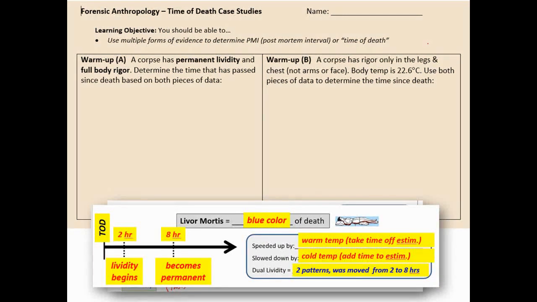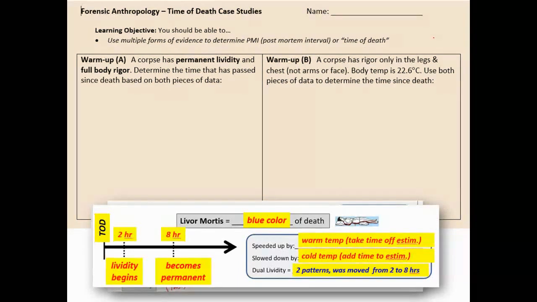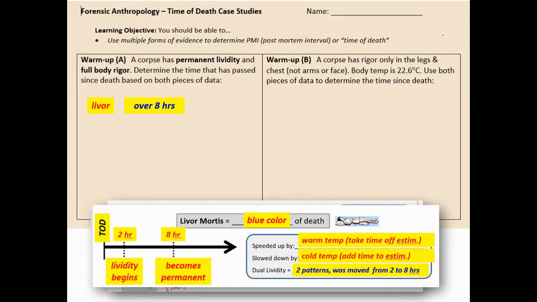Okay, warm-up A, a corpse has permanent lividity and full body rigor. Determine the time that has passed based on both pieces of data. Okay, first let's try the lividity, or the livor mortis. Permanent lividity is easy. It means it's been more than 8 hours. Okay, that comes right off of your timeline.